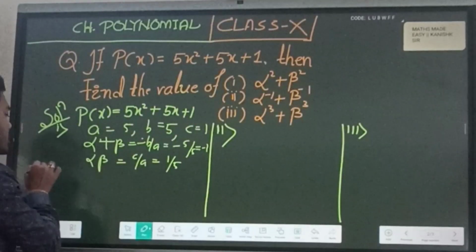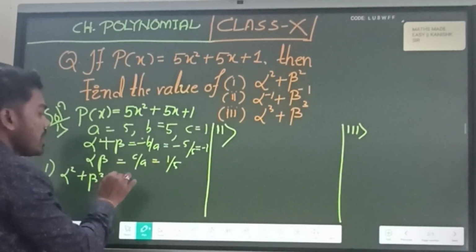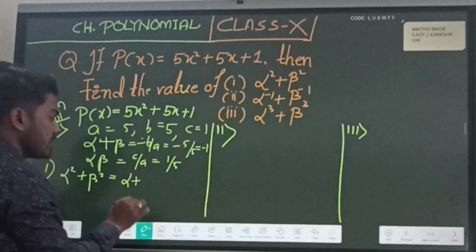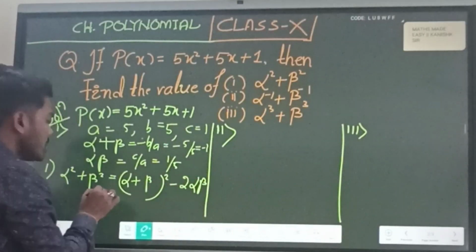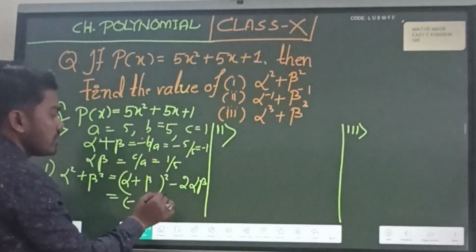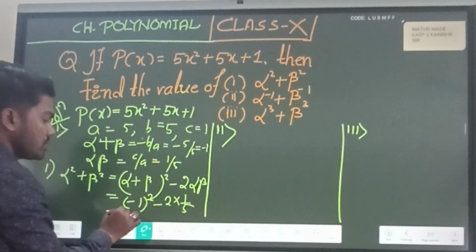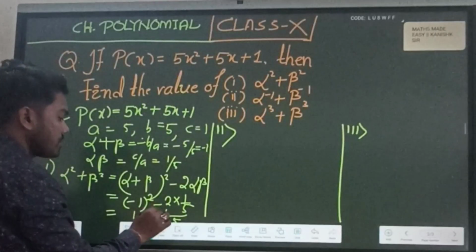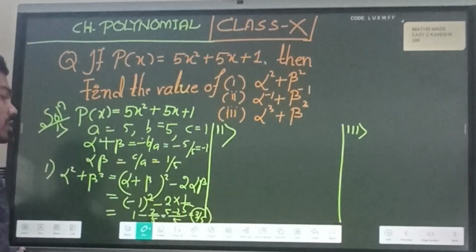So you have to find out, students, the value of alpha square plus beta square. You know there is a formula. Alpha square plus beta square is equal to alpha plus beta whole square minus 2 alpha beta. Okay, so alpha plus beta, that is given, minus 1, that is minus 1 square minus 2 into alpha beta, 1 by 5. So it will become minus 1 whole square is equal to plus 1 minus 2 by 5. So take LCM, students, it will become 5 minus 2 is equal to 3 by 5. Okay, 3 by 5 is the correct answer.